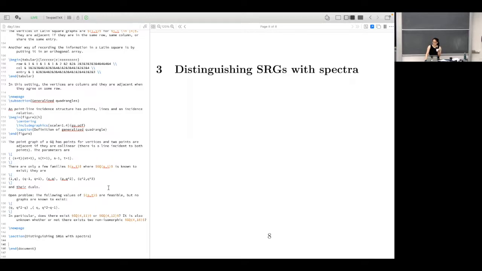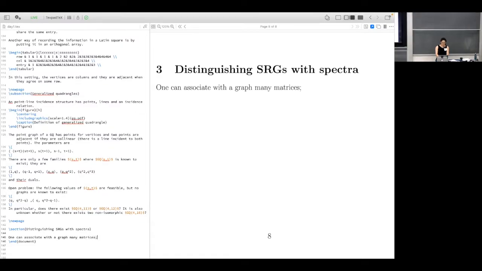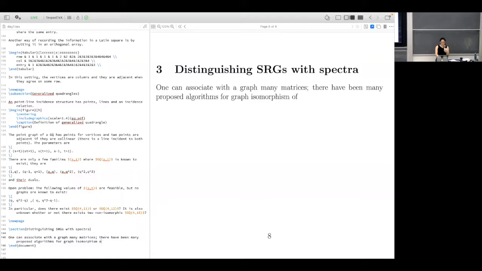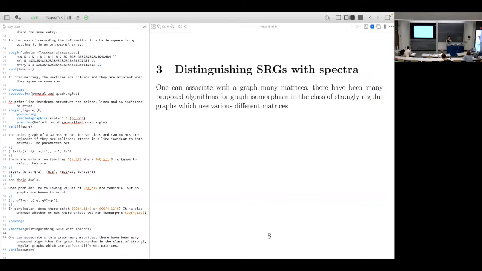So suppose you have graphs that have a cospectral mate. What you can do is define some other matrix and look at the eigenvalues with respect to this other matrix. We're going to talk about such algorithms later. So one can associate with a graph many matrices. And there have been many proposed algorithms for graph isomorphism in the class of strongly regular graphs, which use various different matrices. We will look at several of these matrices over the next few days.